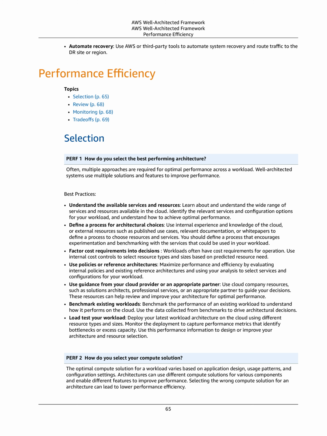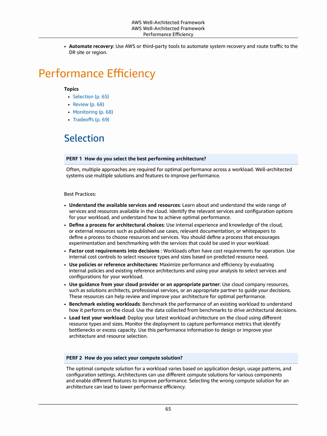Use policies or reference architectures. Maximize performance and efficiency by evaluating internal policies and existing reference architectures and using your analysis to select services and configurations for your workload. Use guidance from your cloud provider or an appropriate partner. Use cloud company resources, such as solutions architects, professional services, or an appropriate partner to guide your decisions. These resources can help review and improve your architecture for optimal performance. Benchmark existing workloads. Benchmark the performance of an existing workload to understand how it performs on the cloud. Use the data collected from benchmarks to drive architectural decisions.